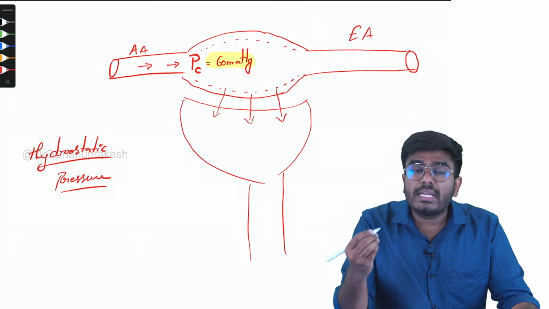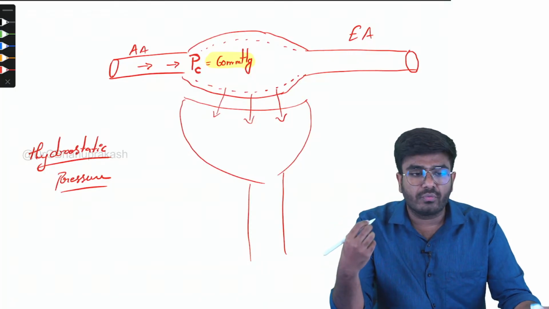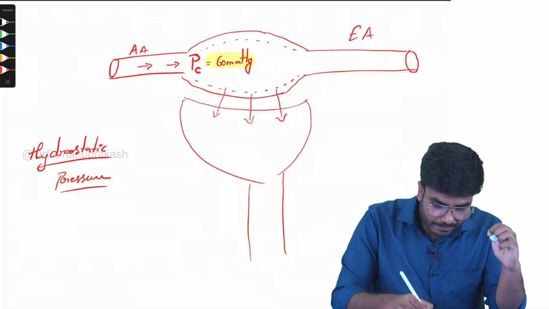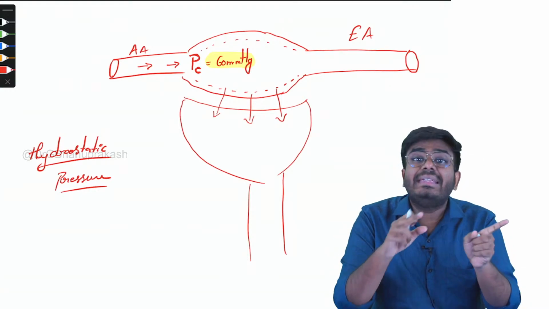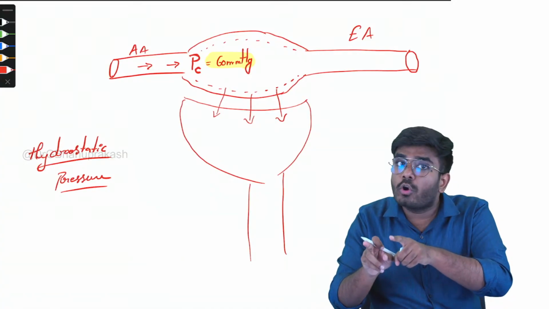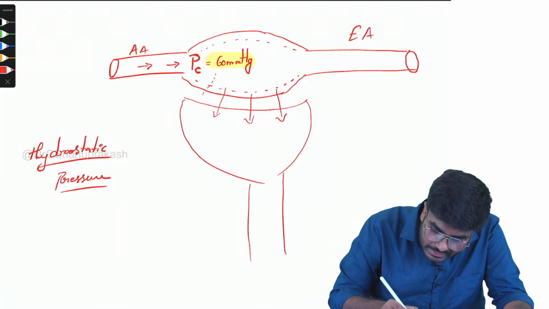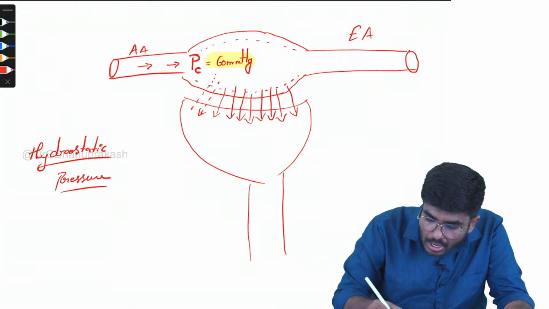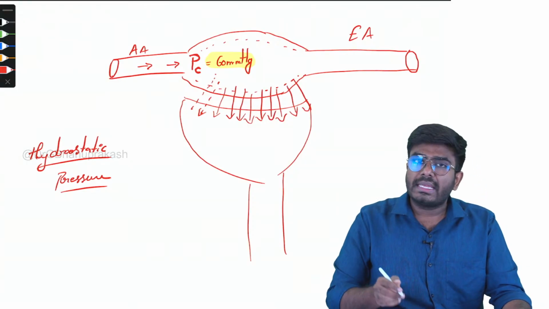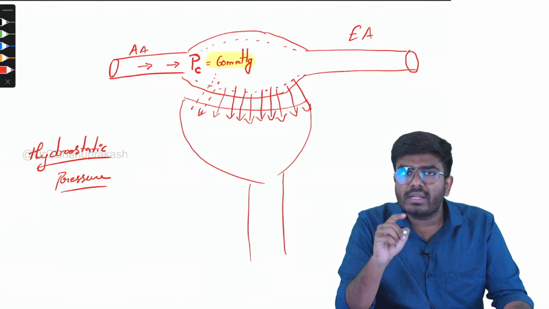Now, this hydrostatic pressure is a positive force or negative force for glomerular filtration? It's a positive force, okay? Why is it called a positive force? Because it is favoring glomerular filtration. All the water molecules, all the plasma molecules here, they want to come out of the blood vessel. Because of the hydrostatic force, they want to come out of the blood vessel. Now, in the blood vessel, is there any other force? Yes, there is one more force. Now, what is that force called?